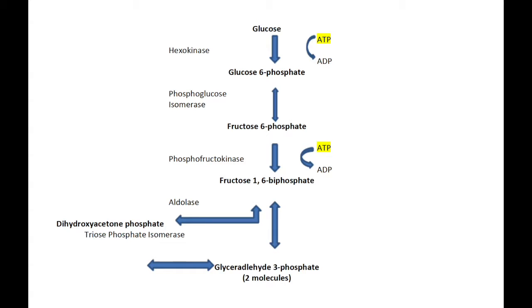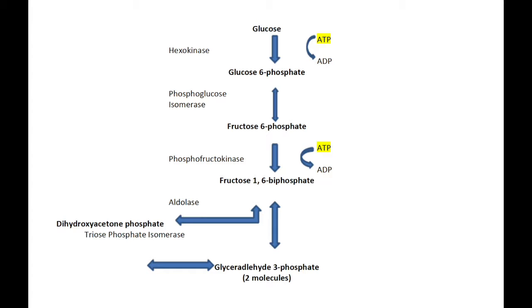The next step of glycolysis includes the conversion of glucose 6-phosphate to fructose 6-phosphate. This reaction occurs with the help of the enzyme phosphoglucose isomerase. The reaction involves the rearrangement of the carbon-oxygen bond to transform the six-membered ring into a five-membered ring.